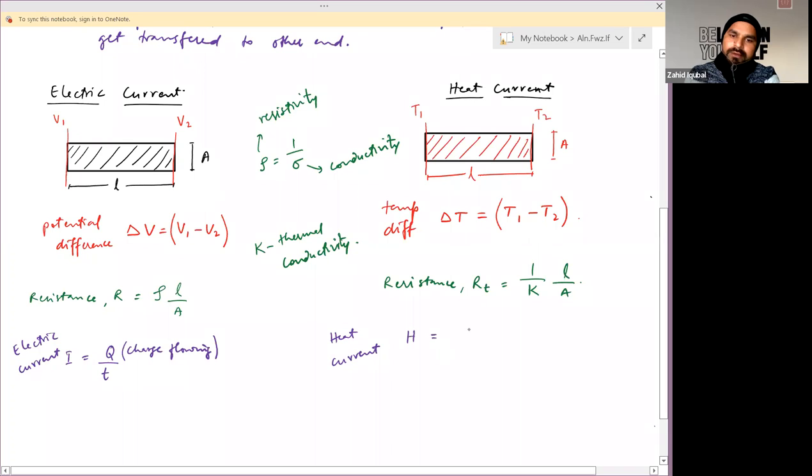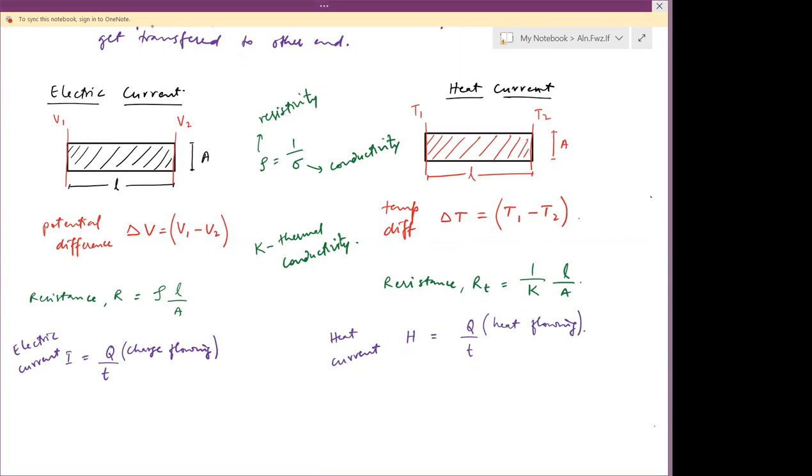So heat current is flow of heat through any conductor per unit time. So Q in this part is heat flowing. Is it clear? Yes, sir.